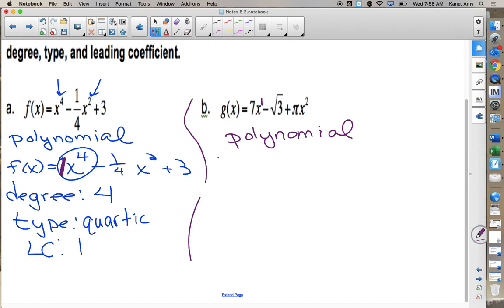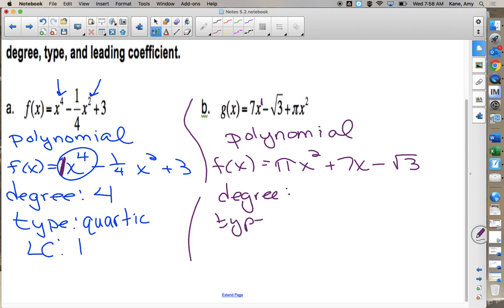Nick, is it in standard form? No. How would you rewrite it so it's in standard form? x squared plus 7x minus square root of 3. Great. Again, it's okay there's a pi in there too. It's not an exponent. Nick, the degree is? 2. The type would be? Quadratic. Good. And then the leading coefficient. Excellent. See if we can do the other 2.